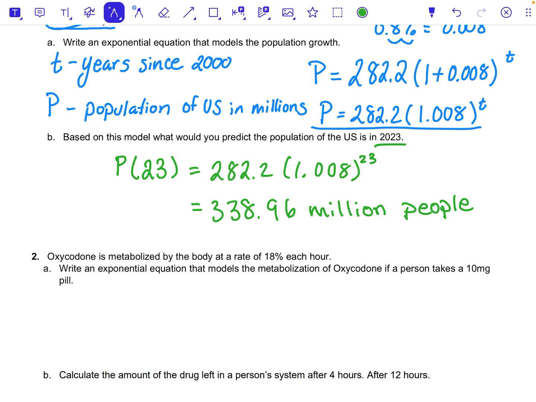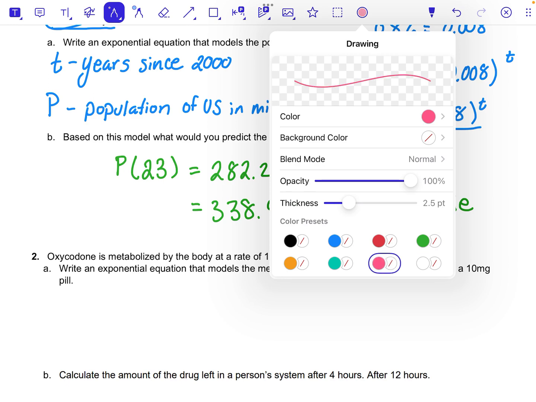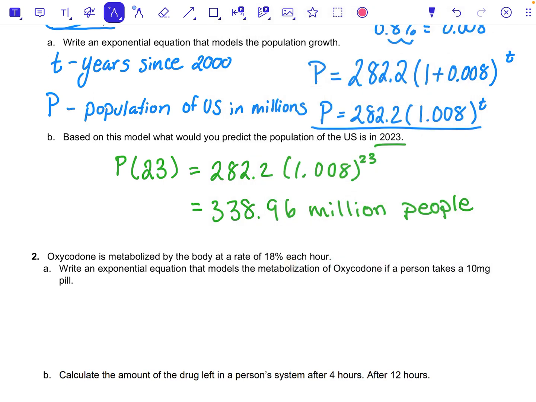All right, in this next problem, we're going to be looking at an exponential decay situation. In this particular problem, it doesn't outright say decreasing or decay, but you're told that oxycodone is metabolized. And for those of you who don't know what that word means, it basically means it's being broken down by our body at a rate of 18% per hour. So this is one where we won't have an annual growth rate, but it will actually be an hourly growth rate. So we want to write an exponential equation that models the metabolizing of oxycodone if a person is taking 10 milligrams of the pill.